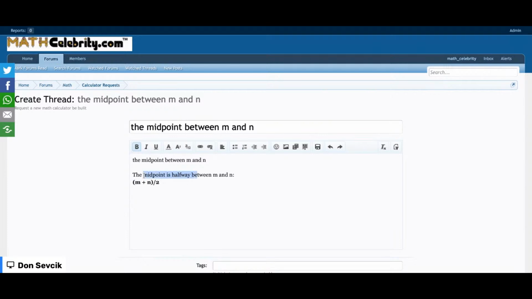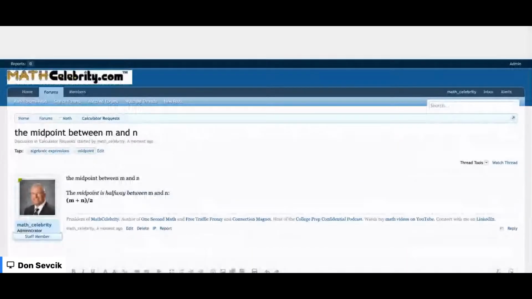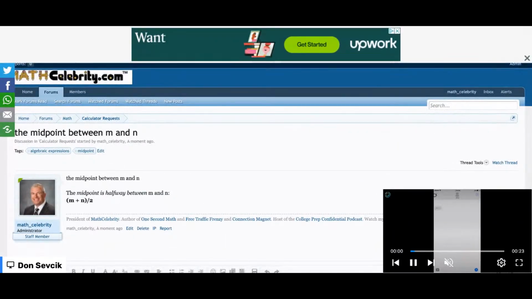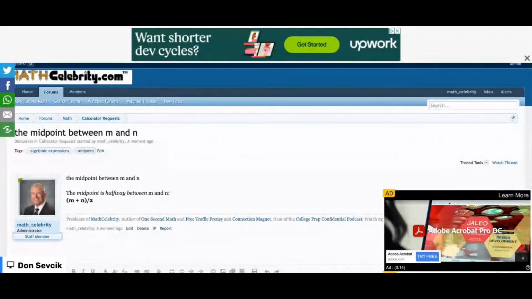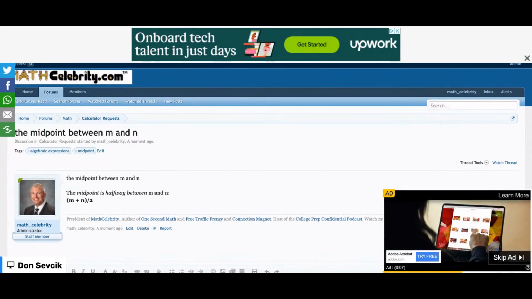So the key here, the midpoint is halfway between. I'm going to italicize that. And it's also an algebraic expression because we're using variables here. And I will get that automated so it can handle any variable if you type in the midpoint is halfway between, or the midpoint between A and B, for example. All right, next problem.